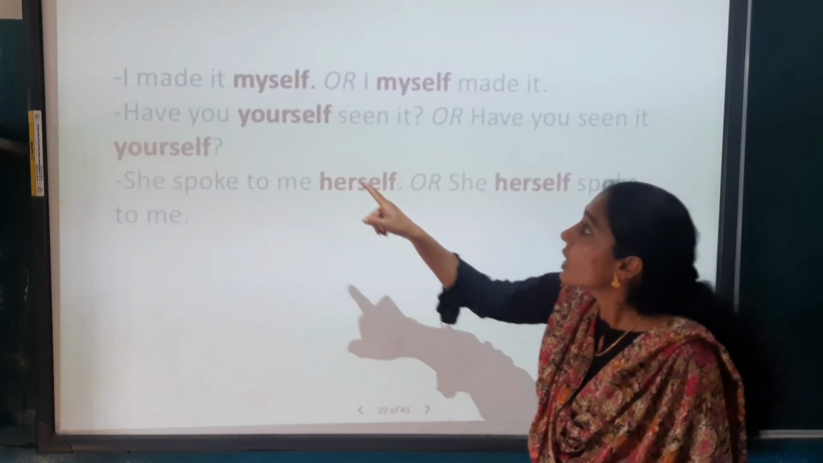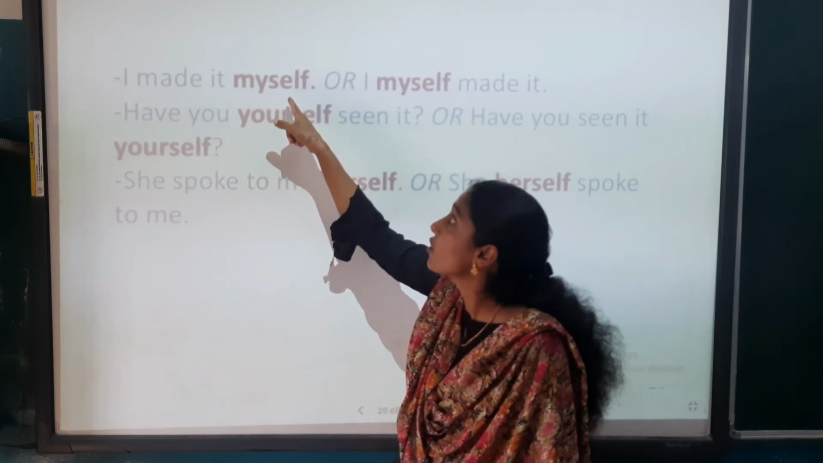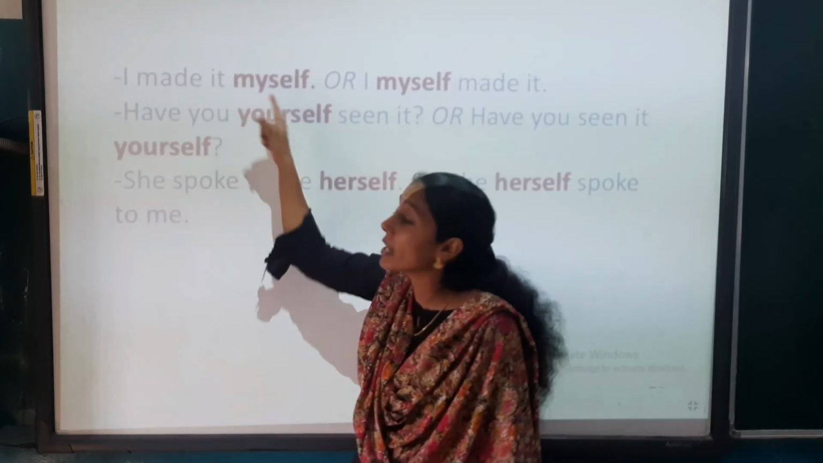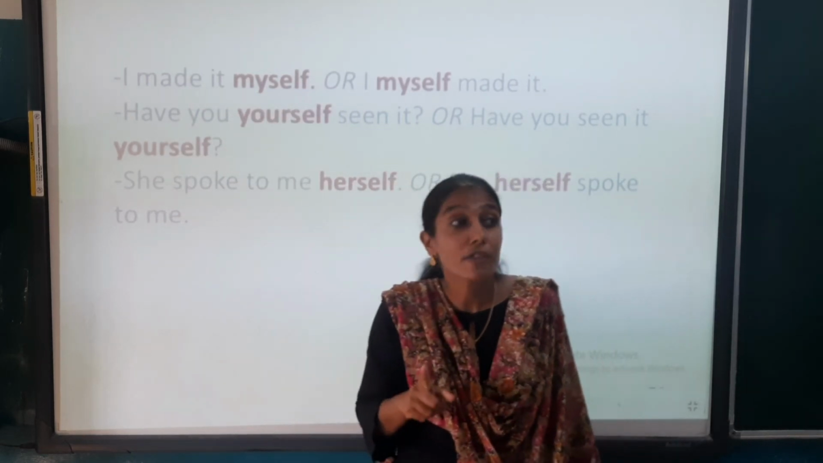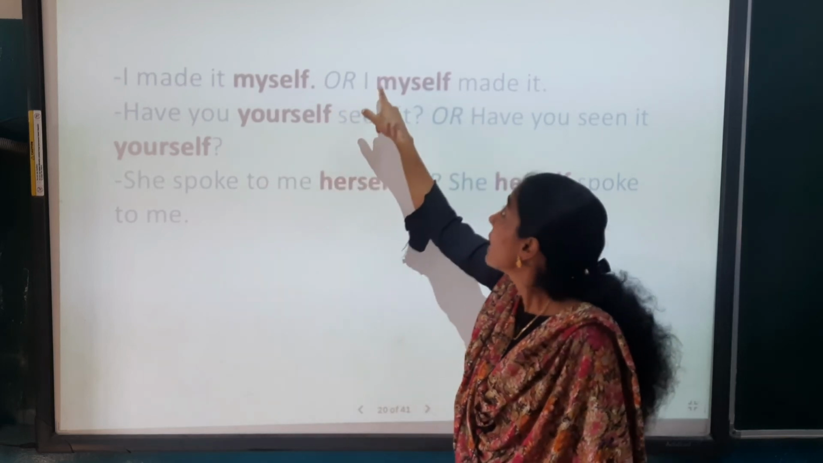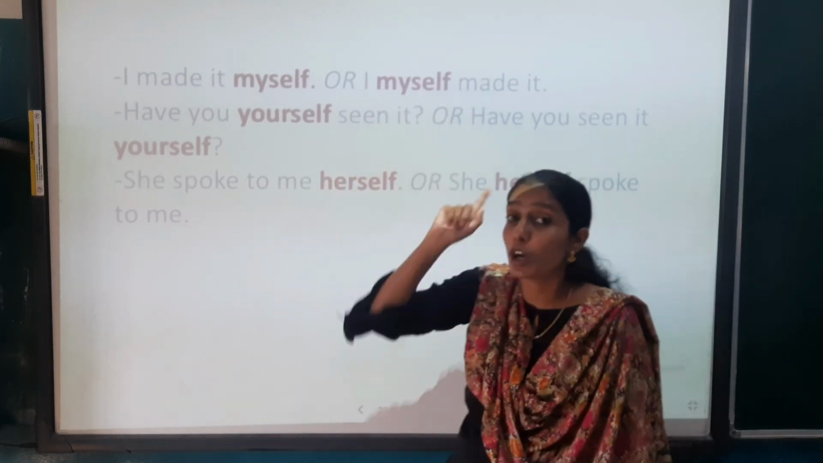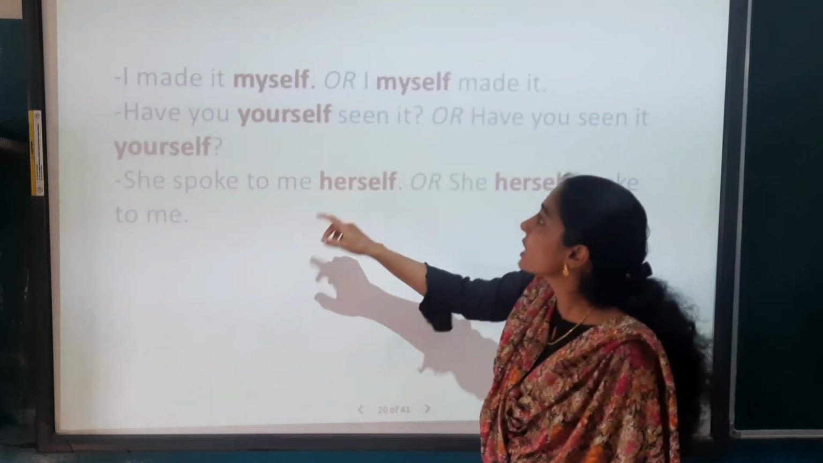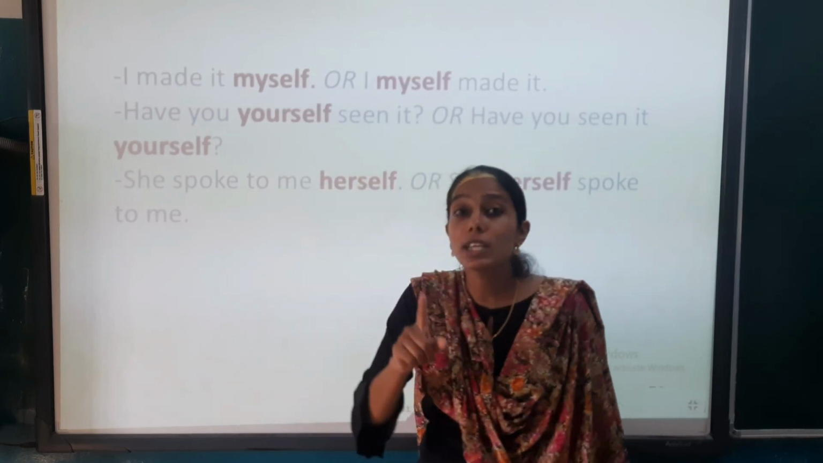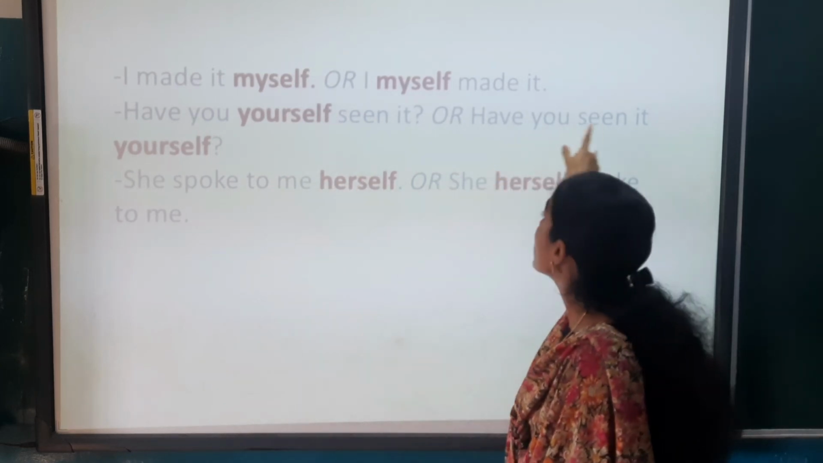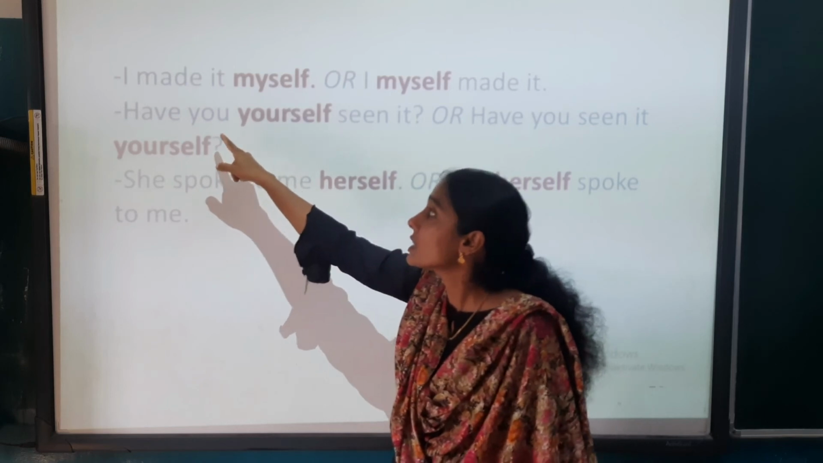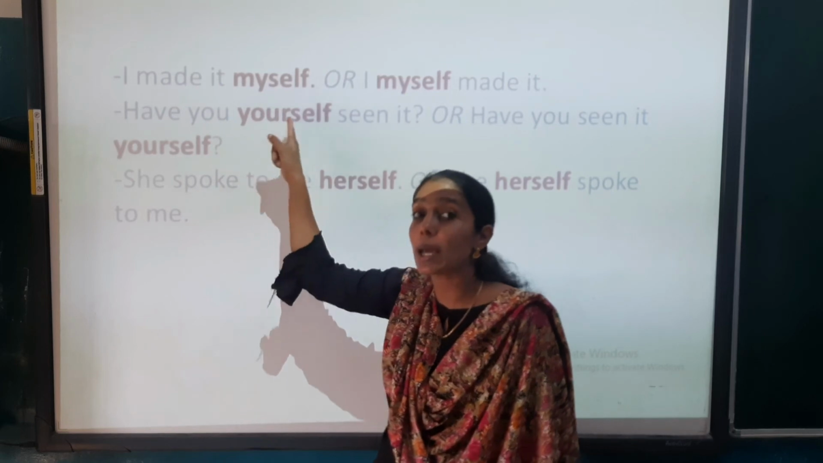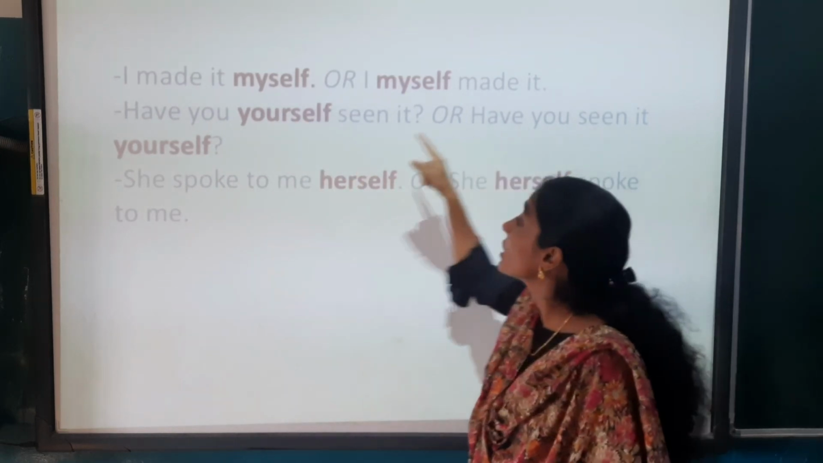Now see this. I made it myself, or I can say I myself made it. Here I made it myself. This is reflexive pronoun. But when I say I myself made it, यहाँ पर myself क्या हो जाएगा? Emphatic pronoun. Have you yourself seen it? Have you seen it yourself? So here see, have you yourself. Immediately pronoun के बाद yourself लगता है. तो this is emphatic pronoun. Have you seen it yourself? This is reflexive pronoun.